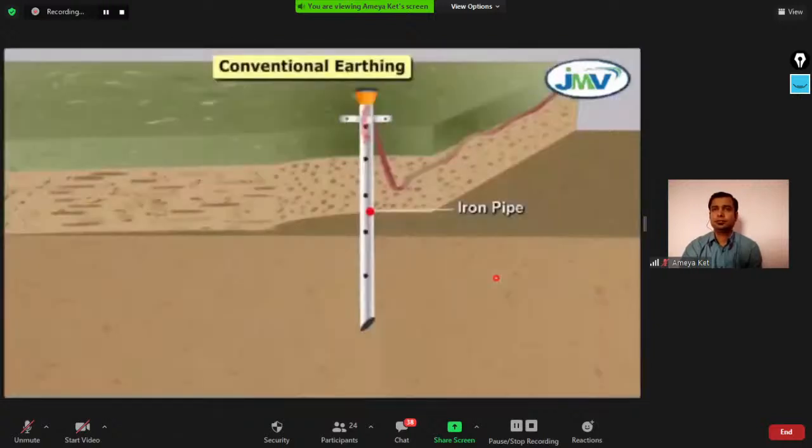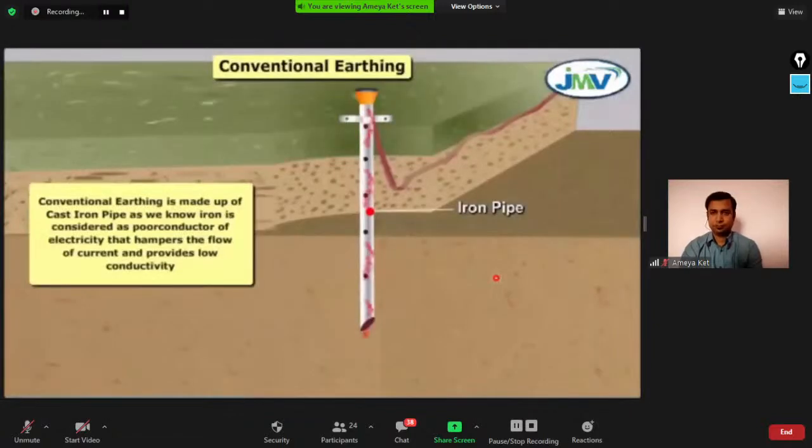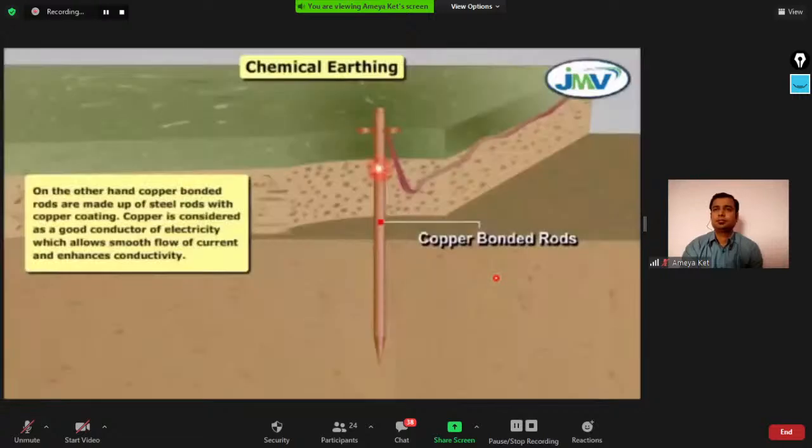Material of construction. Conventional earthing is made up of cast iron pipe. As we know, iron is considered as poor conductor of electricity that hampers the flow of current and provides low conductivity. On the other hand, copper bonded rods are made up of steel rods with copper coating. Copper is considered as a good conductor of electricity, which allows smooth flow of current and enhances conductivity.